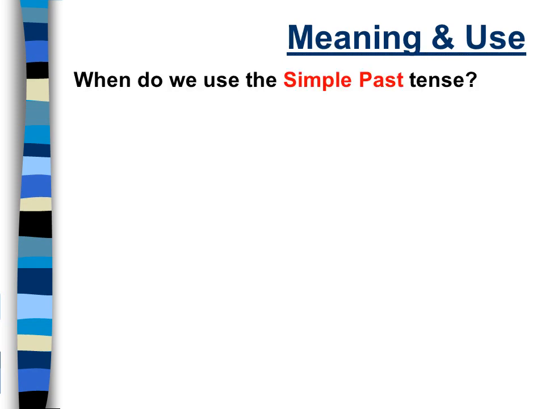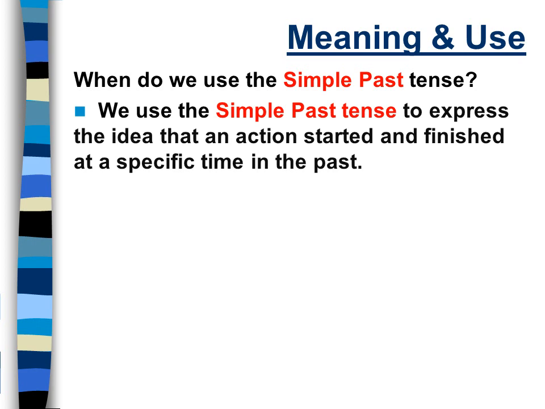When do we use the simple past tense? We use the simple past tense to express the idea that an action started and finished at a specific time in the past. We are talking here about a finished action. It started and finished at a specific time, alright, in the past.